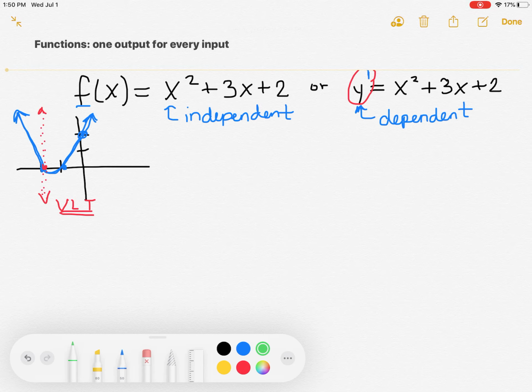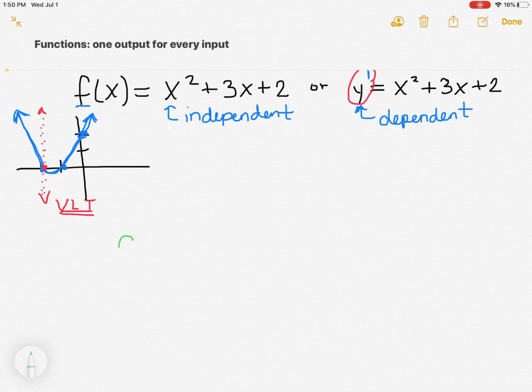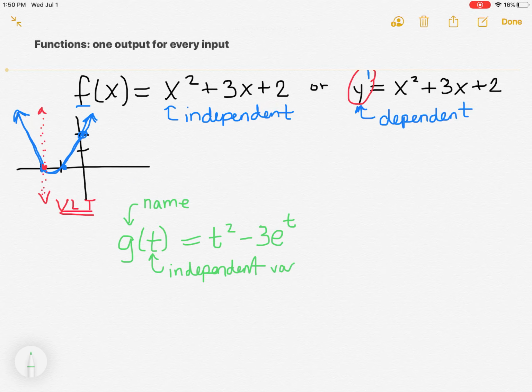Before I end this video, I want to talk about a few other common function names. So keep in mind that we might work with g of t is equal to t squared minus 3, maybe e to the t, something like that. Now, that function, its name would be g. So this is just the name of the function. T here is the independent variable. So those are the input values.